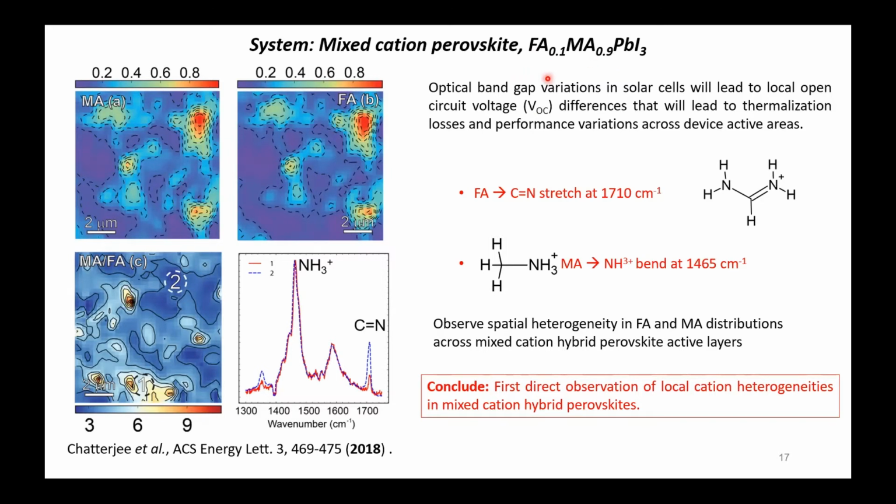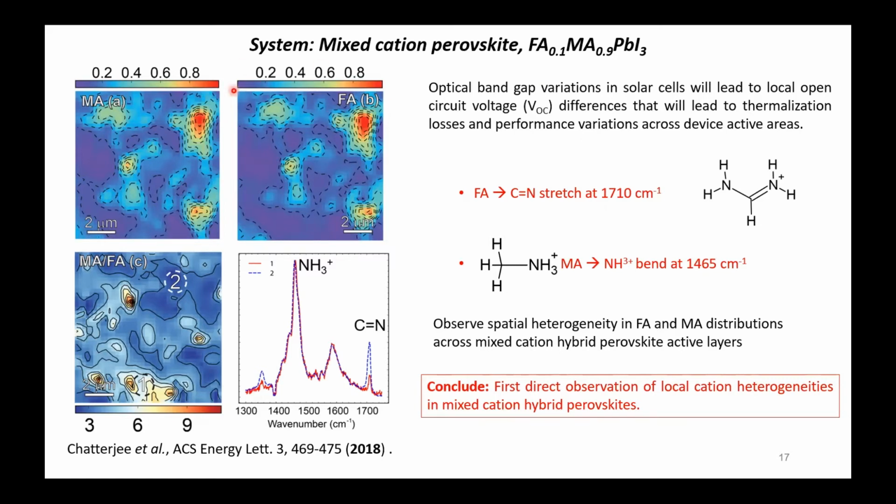And the first test system is a mixture of organic cations in lead iodide perovskite. So it's 10% formamidinium, 90% methylammonium. And what we're going to monitor is the C=N stretch for formamidinium at 1710 wavenumbers, and the methylammonium NH band at 1465 wavenumbers. And what I'm showing here is just chemical distributions over a 10 by 10 micron, so very microscopic, area of methylammonium, and the same area chemical distribution of formamidinium.